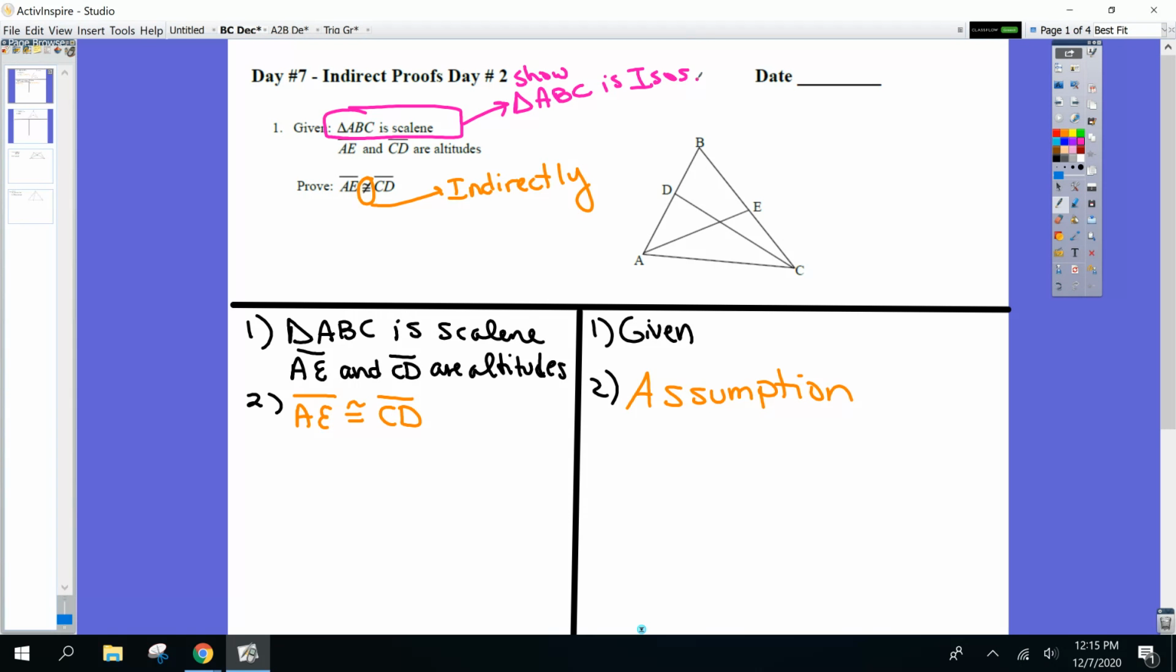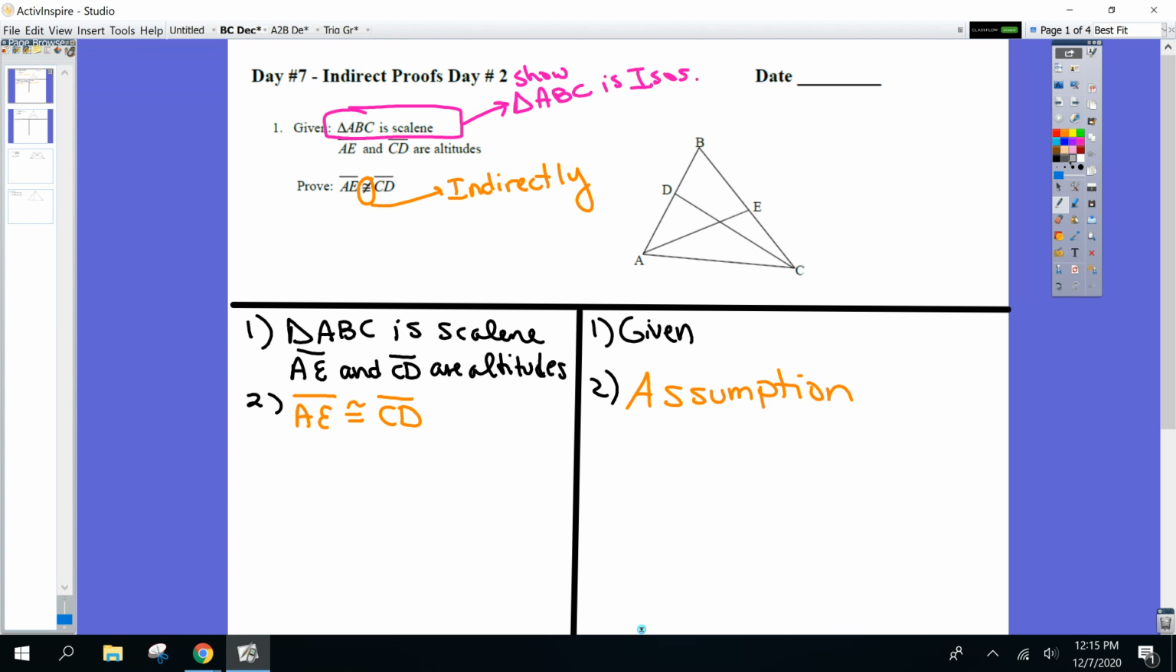All right. Can we get triangle ABC to be isosceles? Then I will have a contradiction. How do I get ABC to be isosceles? Well, I've got to prove two congruent sides. And usually, if we're going to prove two sides congruent, we're going to say CPCTC, so we need two triangles congruent. I'm going to let you look at the diagram and see if you can name two triangles that I should prove congruent so I could get two sides in ABC to be equal.